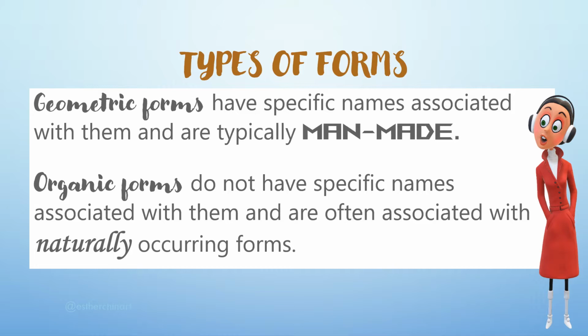What are the types of forms? We have geometric forms and we have organic forms. Geometric forms have specific names associated with them and are typically man-made. Organic forms, on the other hand, do not have specific names associated with them and are often associated with naturally occurring forms. So, nature or the environment.